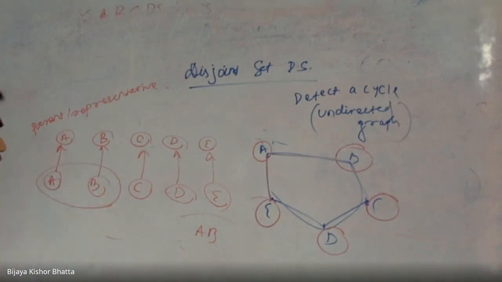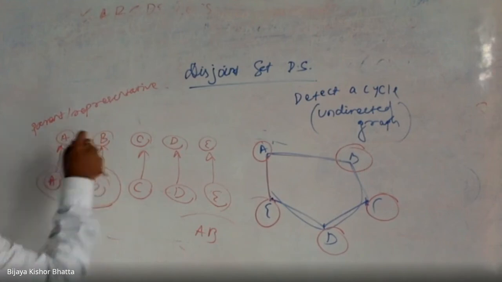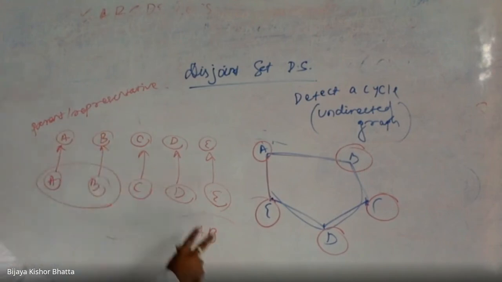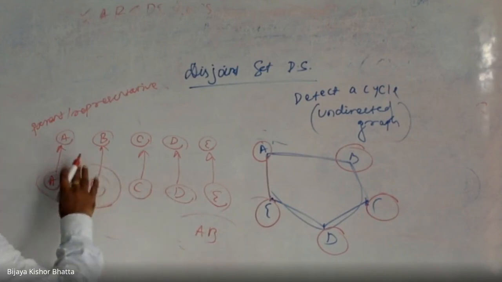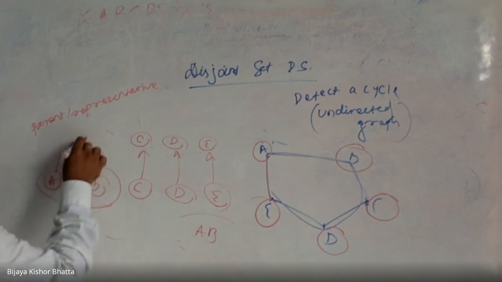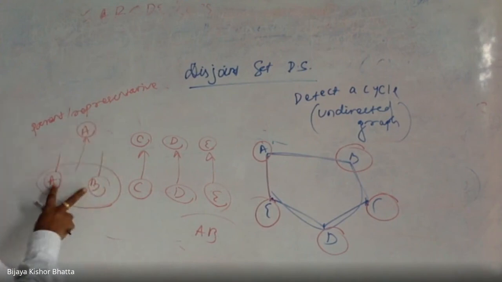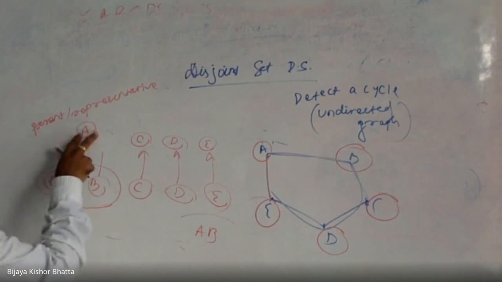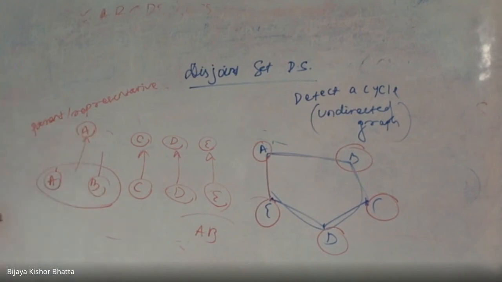So how will you make them? Earlier, A had the parent A and B had the parent B, but now since they are in a single component, you can choose any one of them. You can choose A as the parent of both, or B. Suppose I am choosing A as the parent. Both A's parent and B's parent are A.